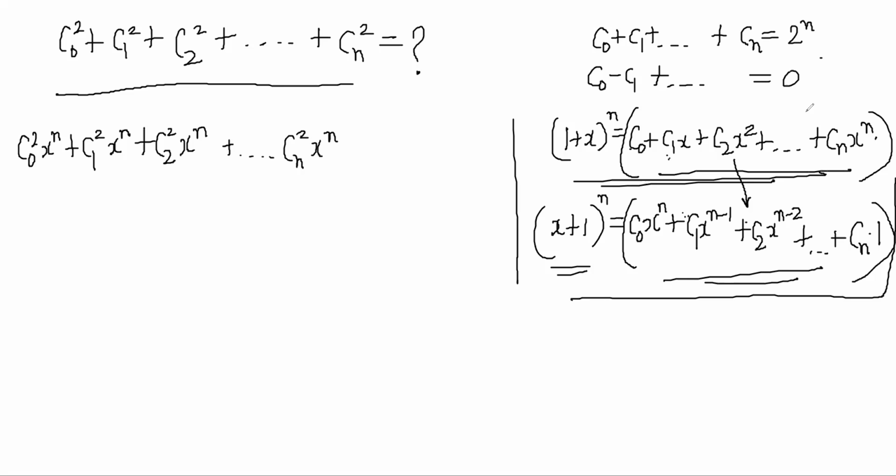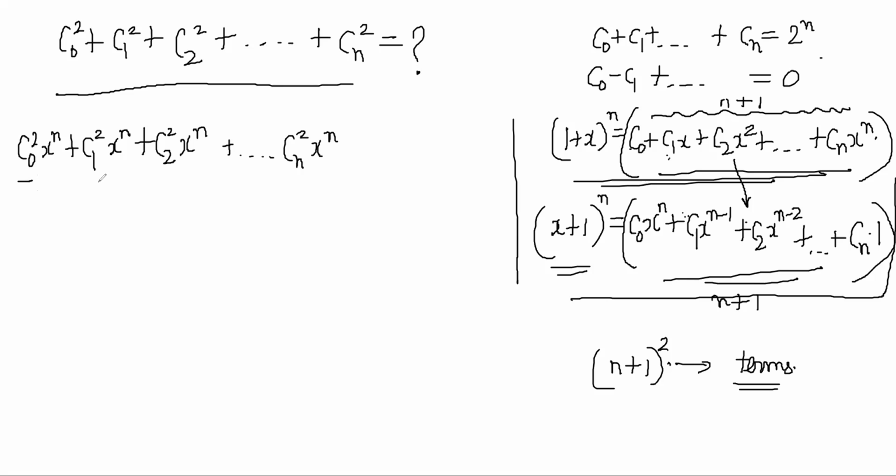How many terms is this? That's n plus 1, and this is also n plus 1. So the number of terms should be (n plus 1) squared, right? Right now, out of those (n plus 1) squared terms, I have found these many terms.